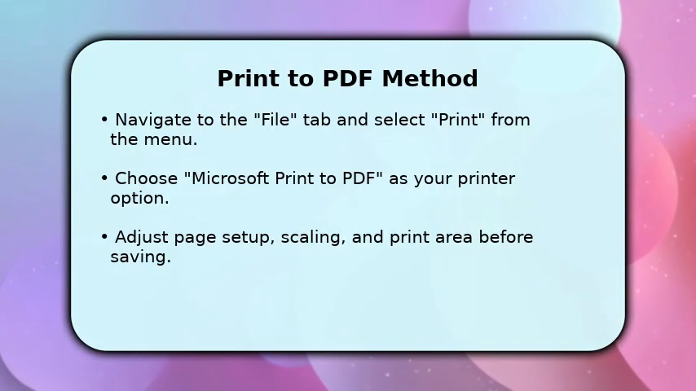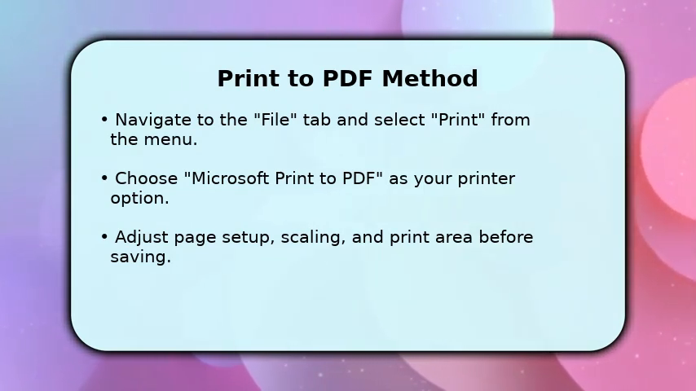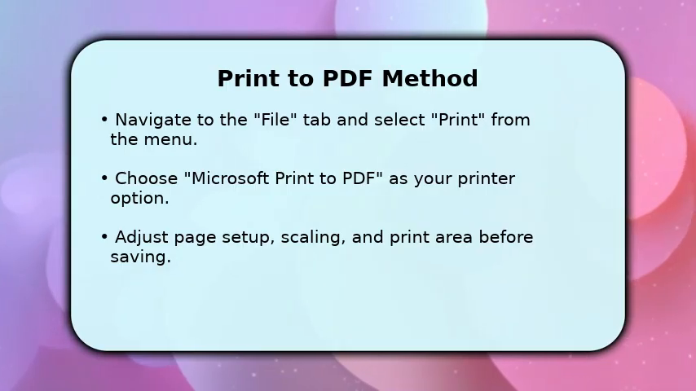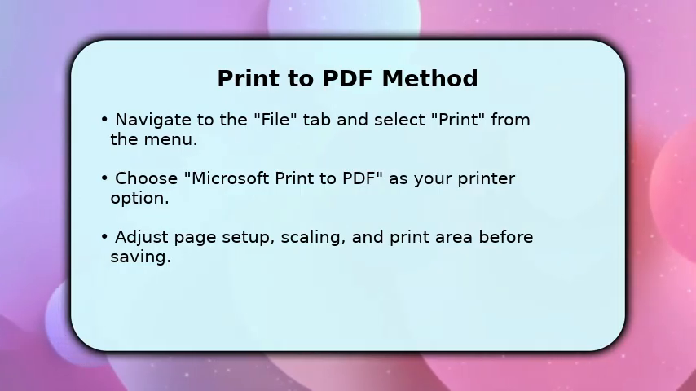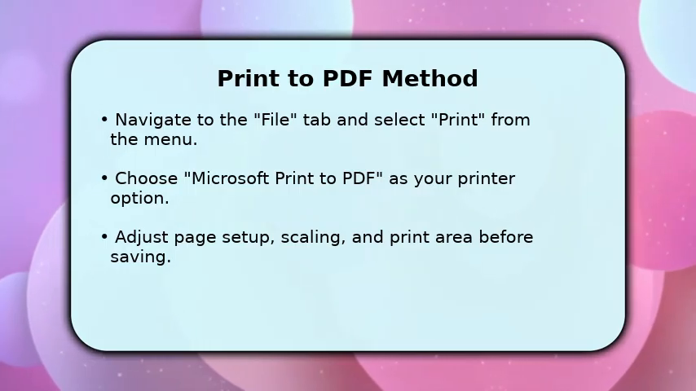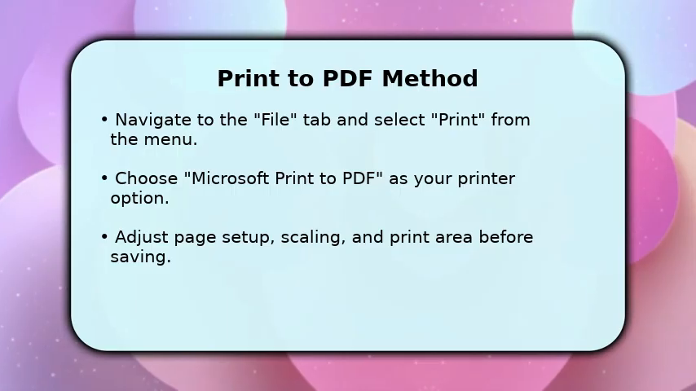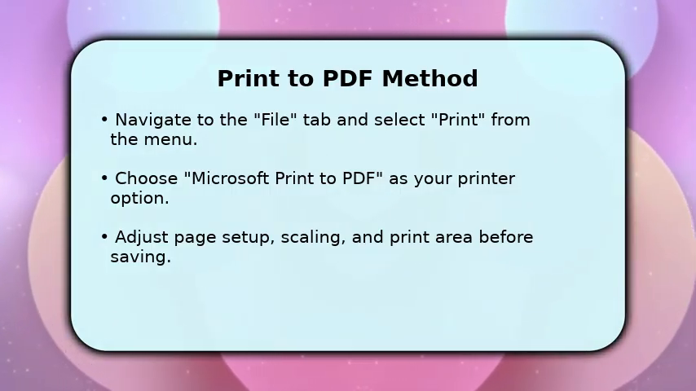To use the Print to PDF method, go to the File tab and click Print. From the Printer drop-down, select Microsoft Print to PDF. Here, you can customize your print area, set page orientation, and adjust scaling to fit your content on one page or across multiple. Once satisfied, click the Print button and you will be prompted to save your new PDF file. This method is ideal for precise layout control.